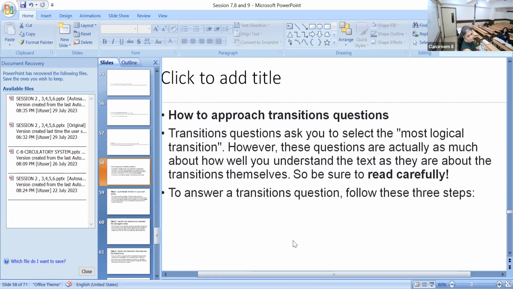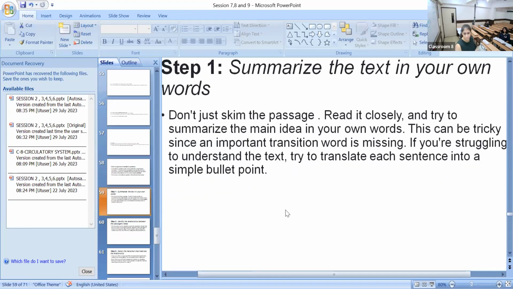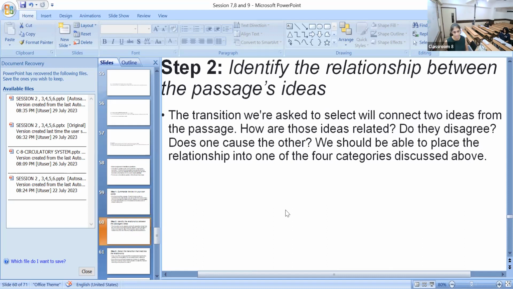So just showing you now how to approach these questions. You just have to follow the 3 steps. Step 1, just summarize the main idea. Okay, what's the main idea? That's how you can always find out what is missing. Is it addition? Is it cause and effect? You can always bring out that thing with that. We'll come to that example again after this.